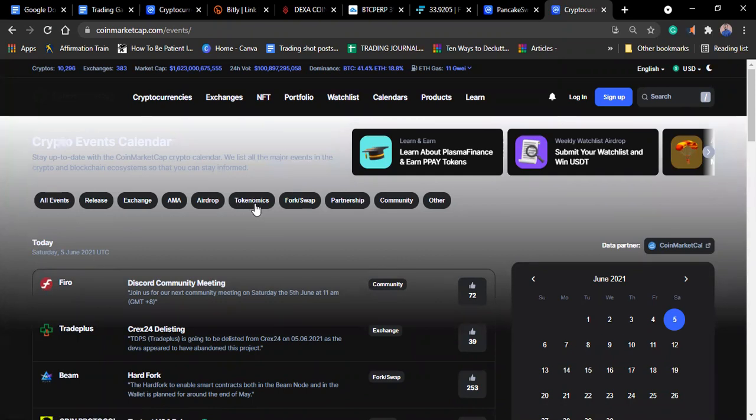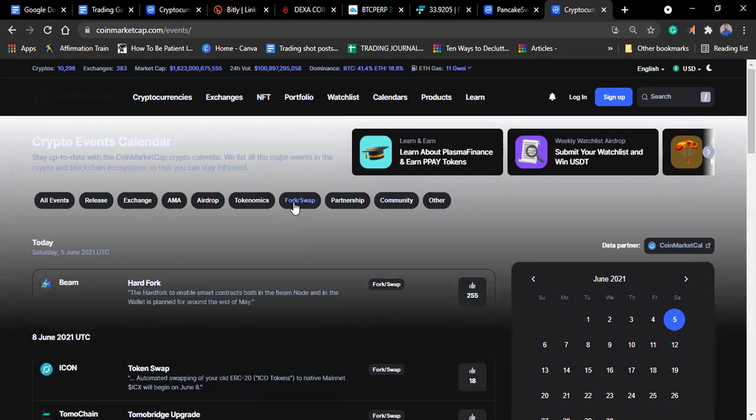For example, these events have the power to move a particular market, a particular coin. For example, if a coin wants to do a fork or a swap, there will be lots of activity on that coin. Why? Because a lot of people are looking at it. People would like to buy it. Why? Because they have incoming news. That is what is called fundamental analysis. So you want to see if there's a fundamental about that coin that you're buying. So let's click on fork or swap.